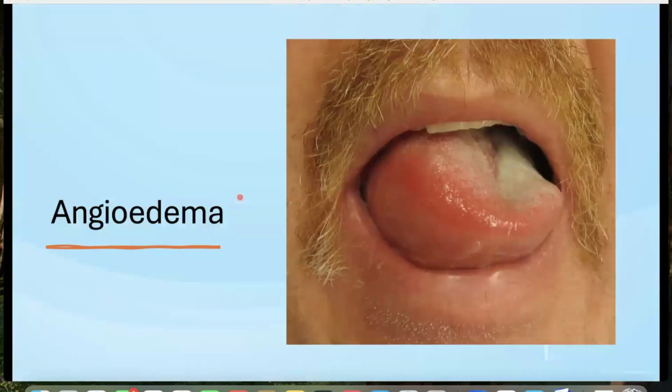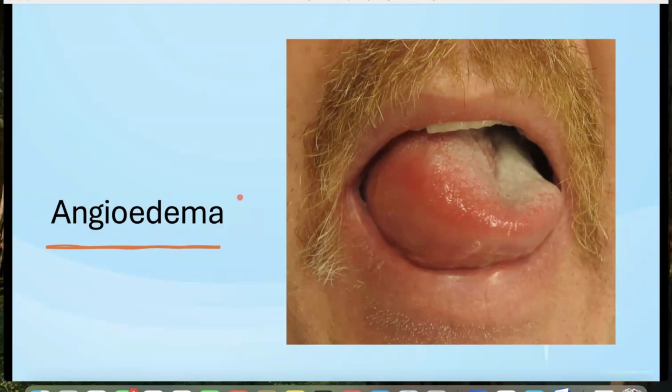This is an example of what angioedema will look like. This is not an anaphylaxis angioedema, but as you can see here, the right side of this guy's tongue is swollen, and it's extremely thick. So with anaphylaxis, you'd expect to see that entire tongue to be swollen and very thick, along with potentially the lips, and as we go further back, other parts of the upper airway.